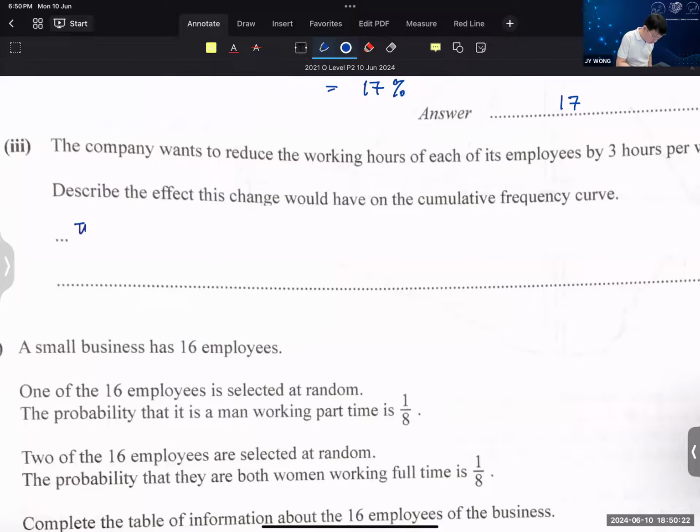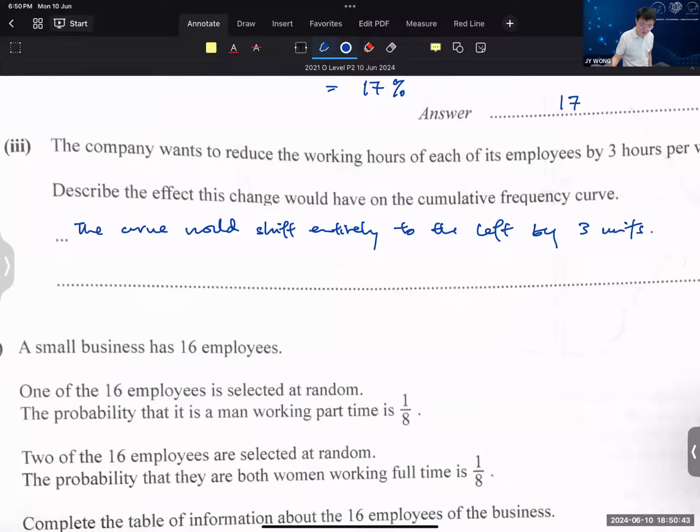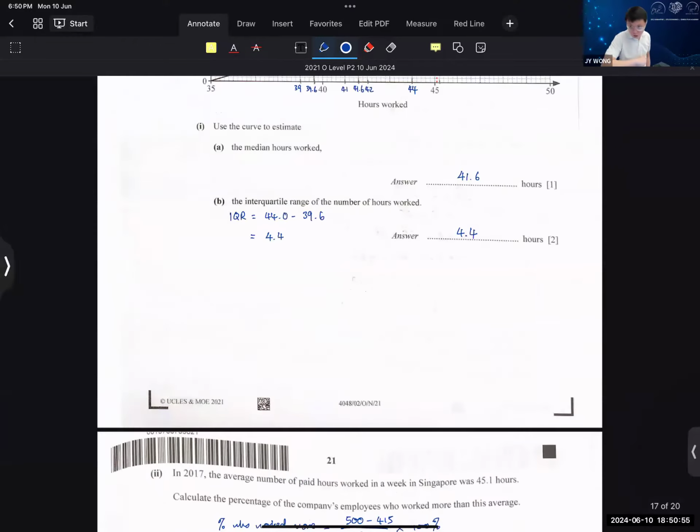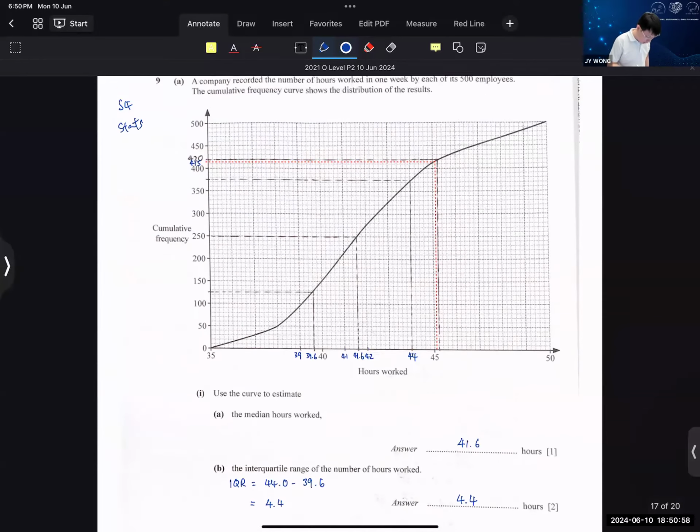Okay? The cumulative, or rather the curve, would shift entirely to the left by 3 units. That's it. Because if you think about it logically, the shape will remain the same, largely.